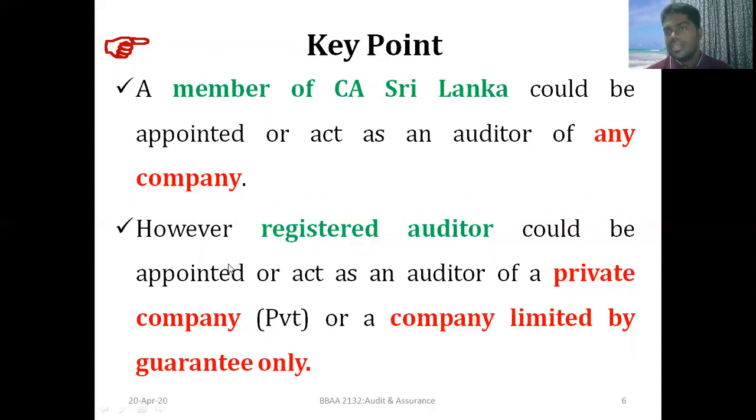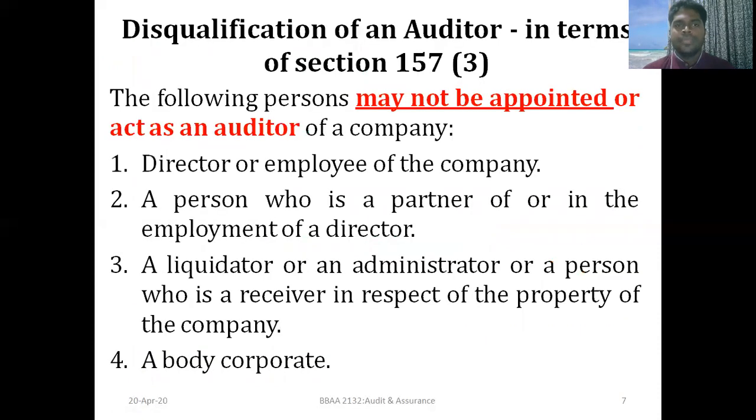But the second point says that the registered auditor's role is limited only to other companies except public companies. It means this registered auditor cannot practice as an auditor for public companies, PLCs, listed companies or corporate companies. Okay. Then the other, section 157 subsection 3, the disqualification of an auditor.